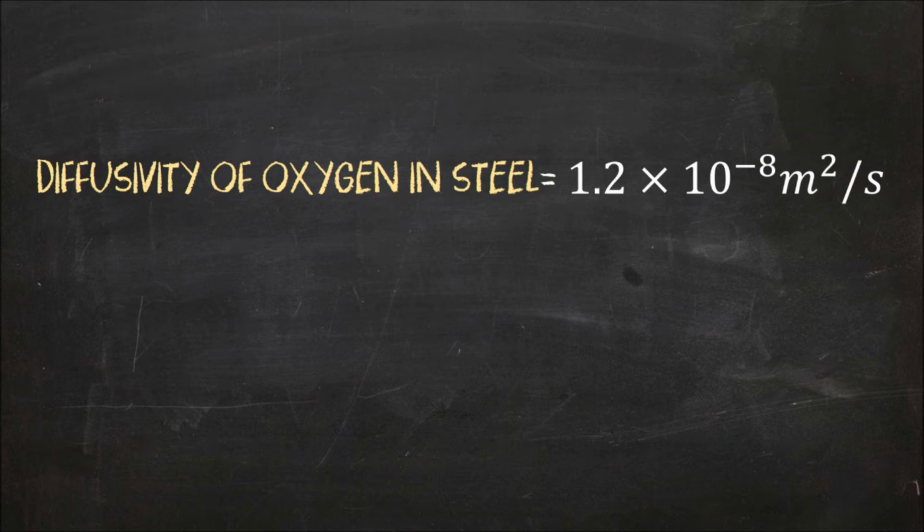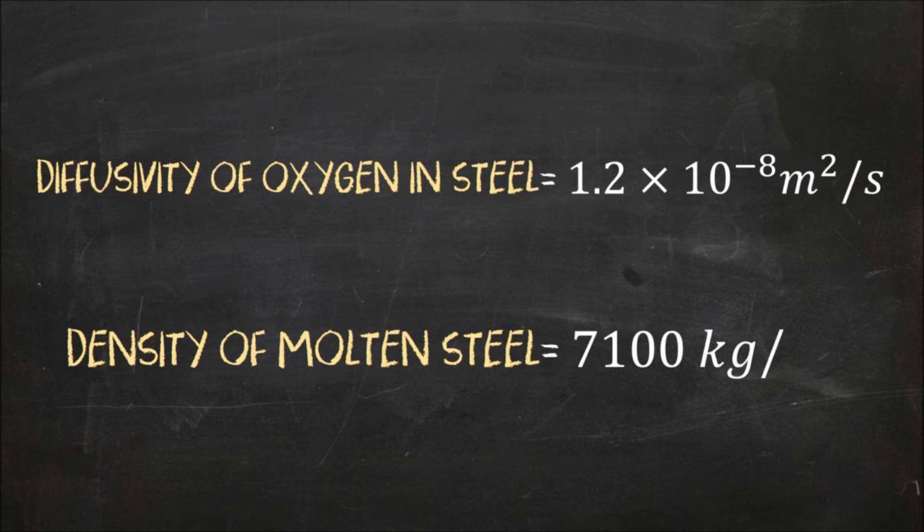The diffusivity of oxygen in steel is 1.2 times 10 raised to negative 8 meters squared per second, and the density of molten steel is given by 7,100 kg per meter cubed.